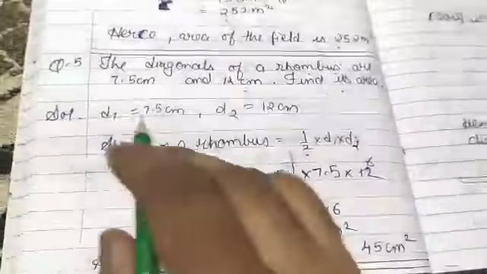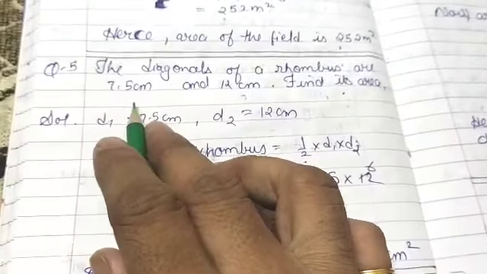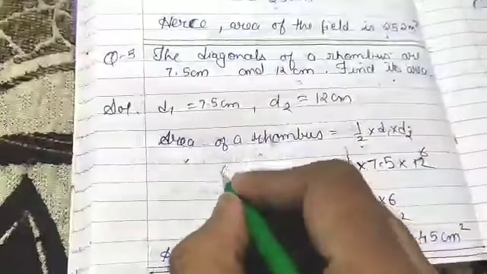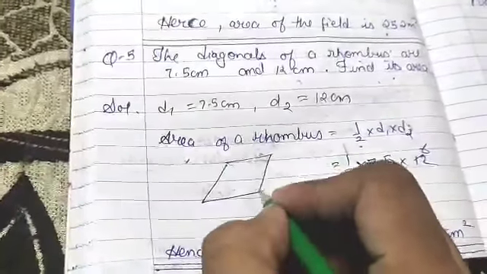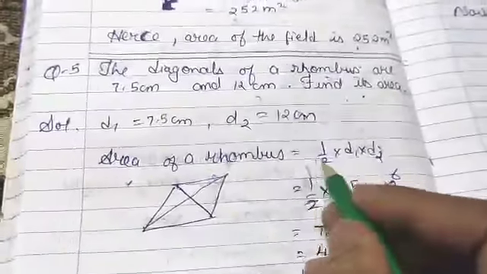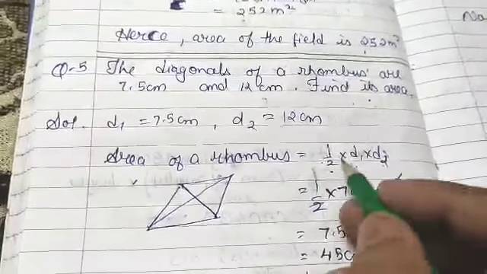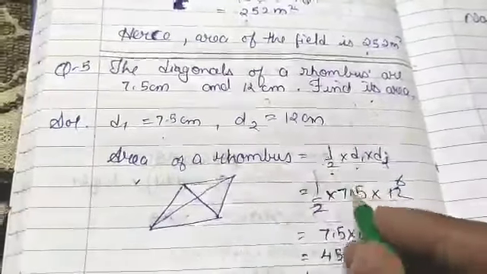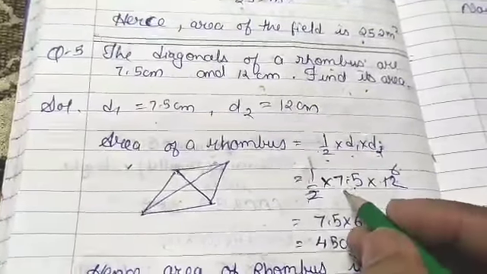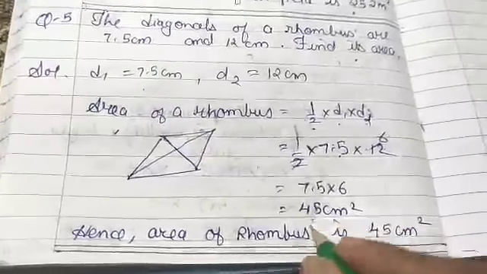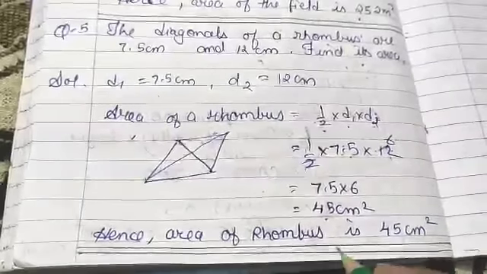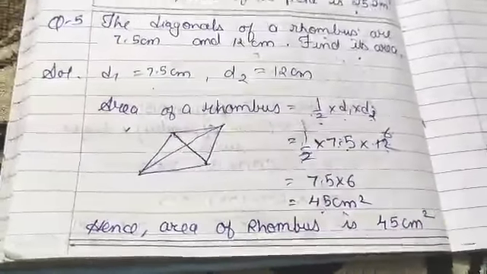Now the next sum: the diagonals of a rhombus are given as 7.5 centimeter and 12 centimeter. Find the area. The rhombus is also very simple, a figure whose all sides are the same, and these are its diagonals. The formula is half into d1 into d2, means half into the product of the diagonals. Half into 7.5 into 12. When we do cancellation, 2 6s are 12, and 6 multiplied by 7.5 gives 45 centimeter square. Centimeter into centimeter is centimeter square. Hence the area of the rhombus is 45 centimeter square.